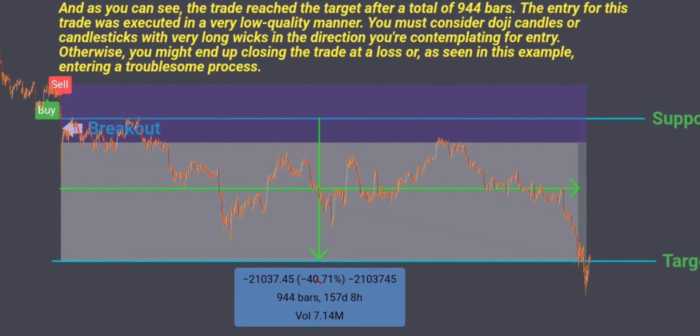The strategy in this video generates trade signals frequently, but I advise against entering trades until all entry conditions are met.